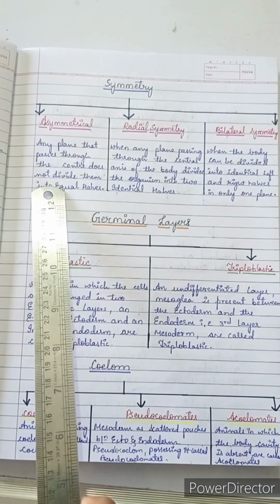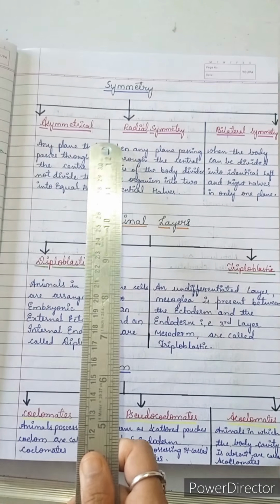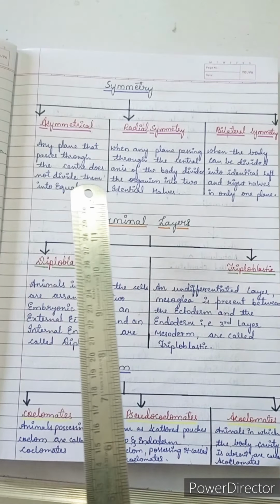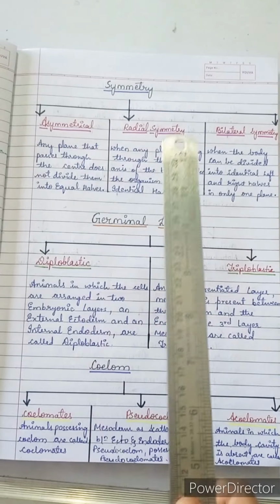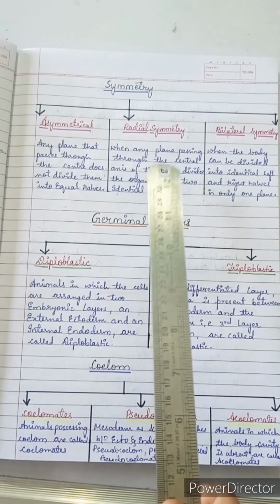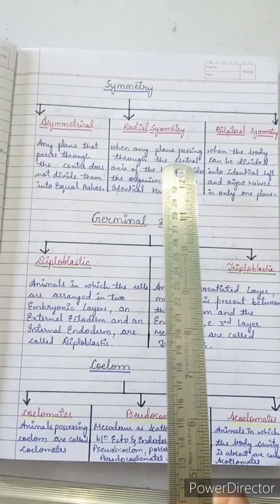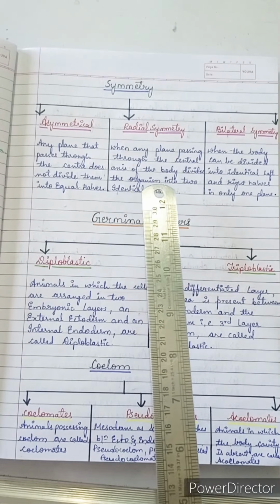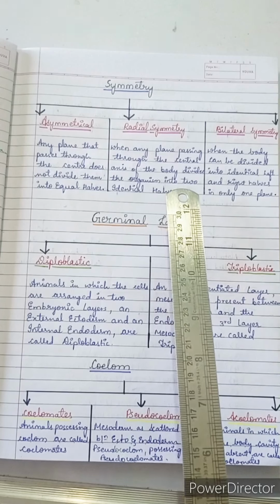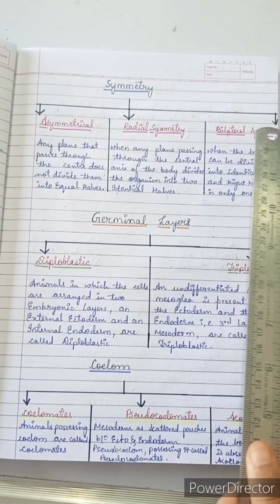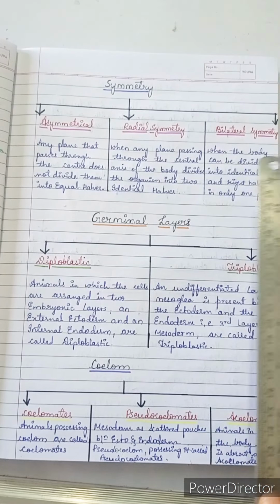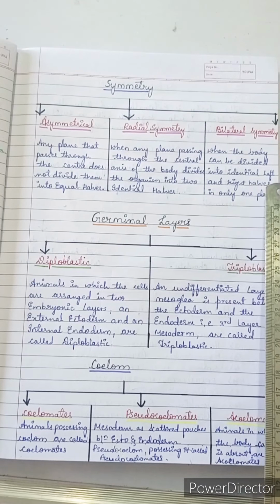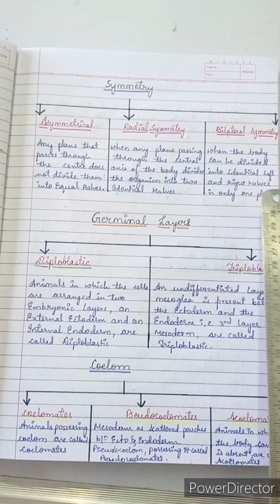In the next one, we see symmetry. Asymmetrical: any plane that passes through the center does not divide them into equal halves. In radial symmetry, any plane passing through the central axis of the body divides the organism into two identical halves. In bilateral symmetry, the body can be divided into identical left and right halves in only one plane.